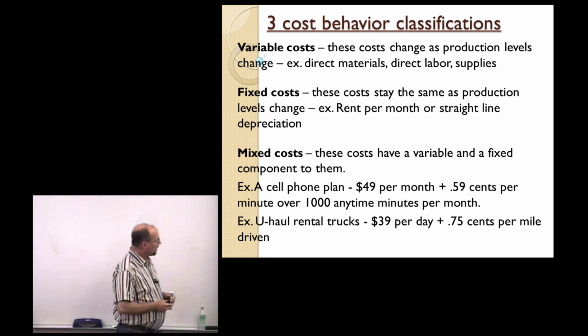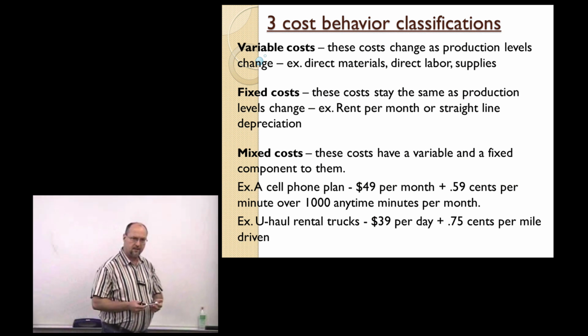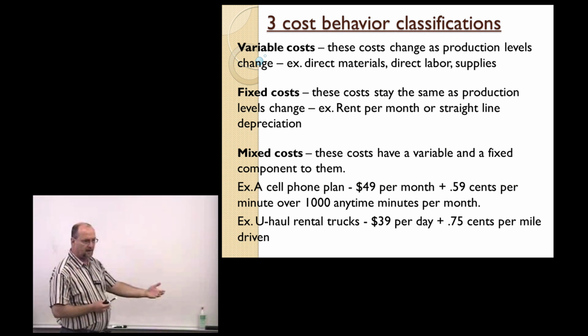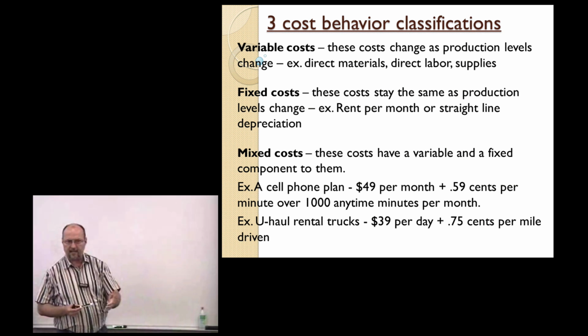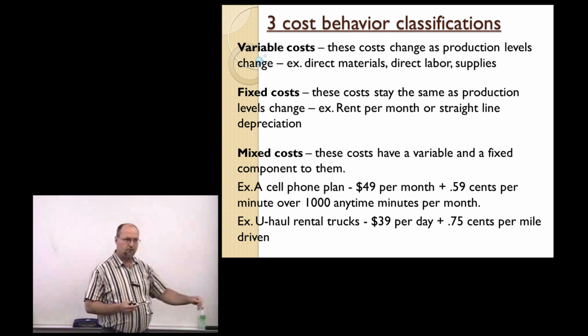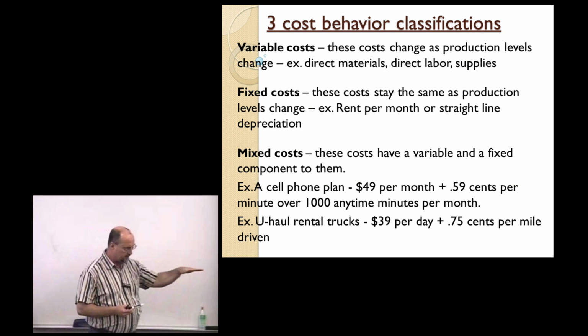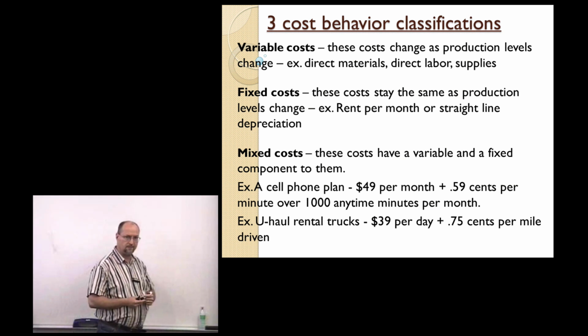All right, now fixed costs don't change. That's why we call them fixed. Your rent each month is fixed. So if I rent a production factory, whether I manufacture 10 units, 100 units, or 1,000 units, my rent will stay the same. Straight line depreciation, we call it straight line because it's fixed. It doesn't change. Okay, and so a variety of costs are fixed.